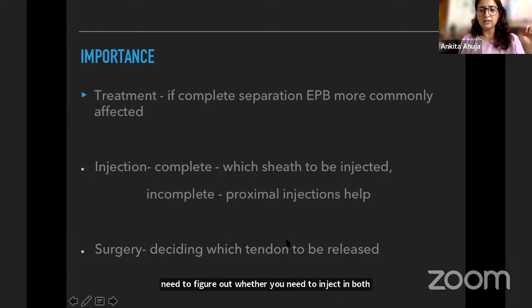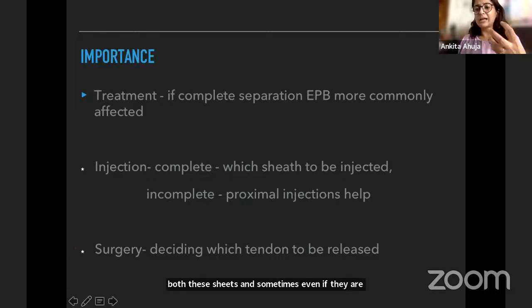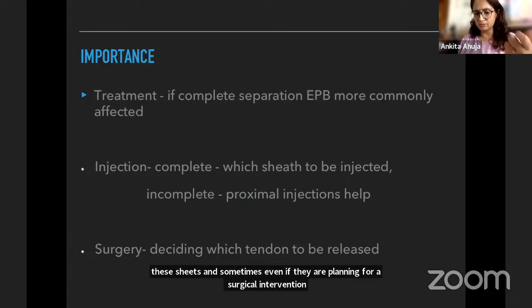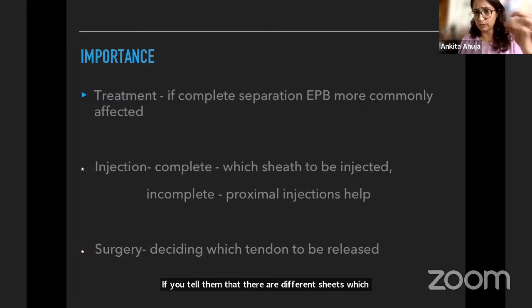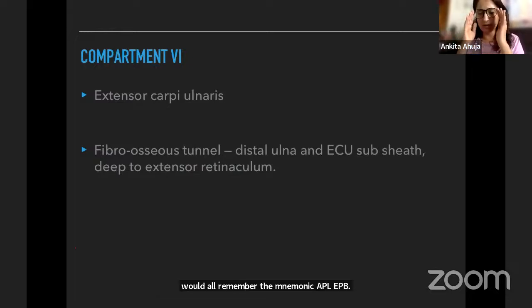And sometimes even if they are planning for a surgical intervention, if you tell them that there are different sheaths which you have realized while injecting, or you can figure out a septum on an ultrasound, then you can tell them that you need to release two, and if only one is inflamed, which one is inflamed, which they need to release. So this was extensor compartment 1. You all remember the mnemonic APL, EPB, and it is called De Quervain's tenosynovitis.